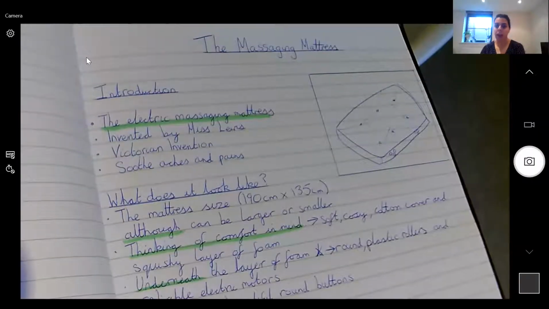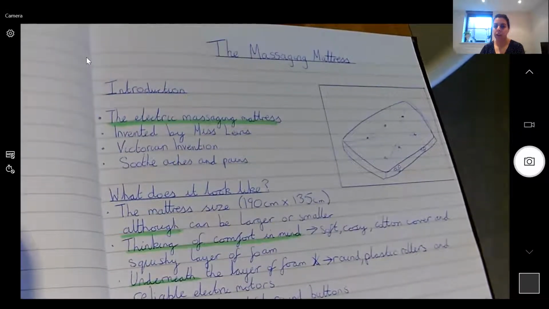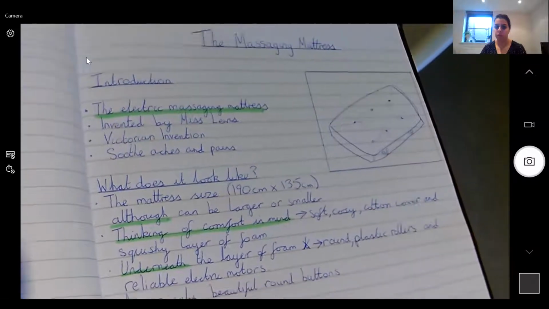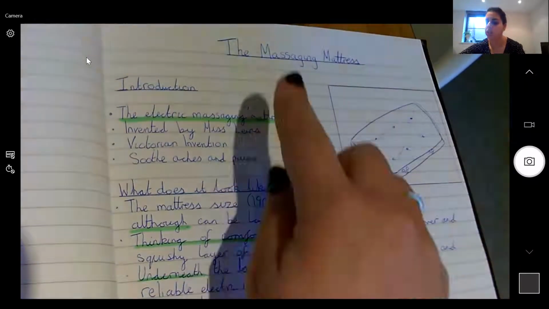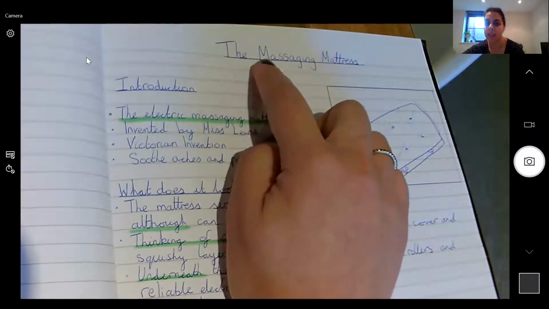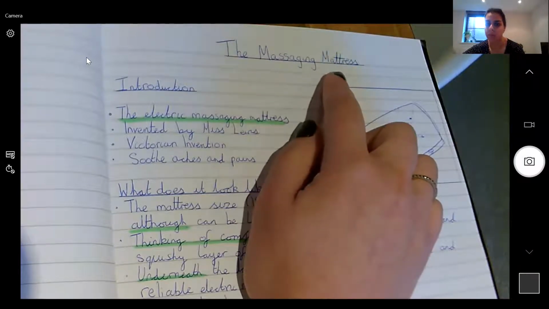Now this was my plan for my massaging mattress. And I'm going to read through it again for you just to remind you, and I've got my notes on here as well. So I've got the massaging mattress at the top, and that is my title. And it is written a bit bigger, and it needs to have its capital letters at the start. This is my title.